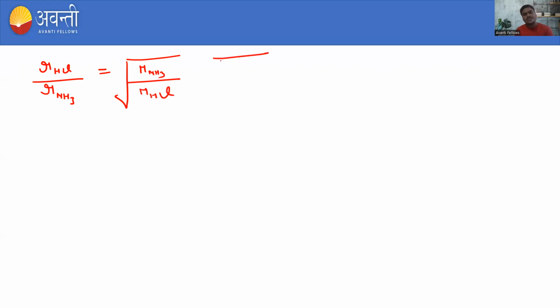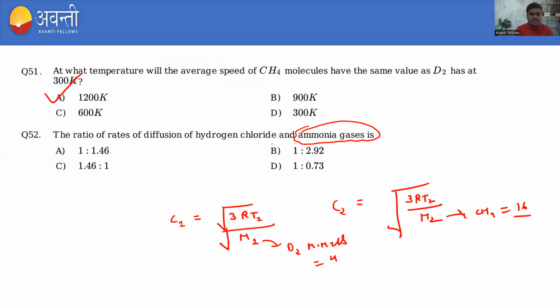So just put the value and you'll get the answer. What is the molecular mass of NH3? That is 17. HCl is 35.5. On solving, you'll get this value, 1 upon 1.46. So which one is the correct answer? Option A is absolutely the correct answer.